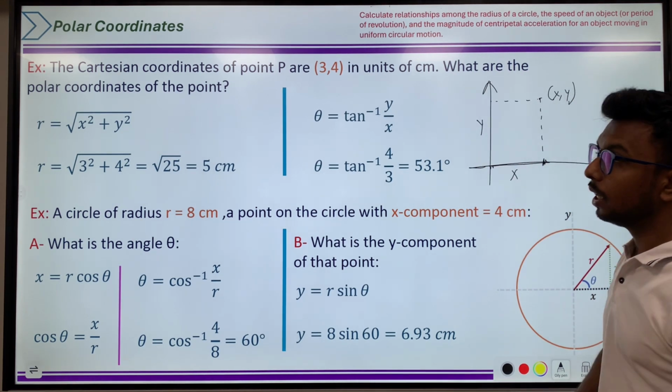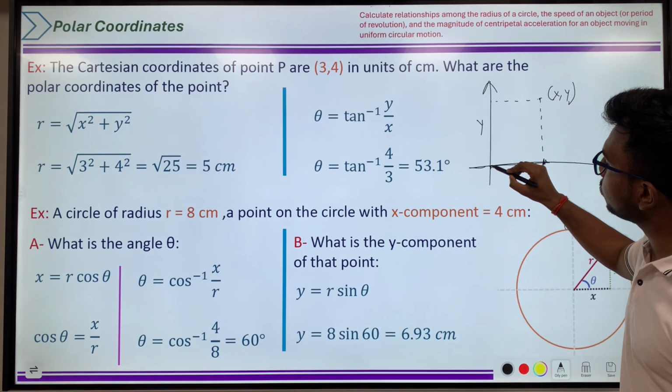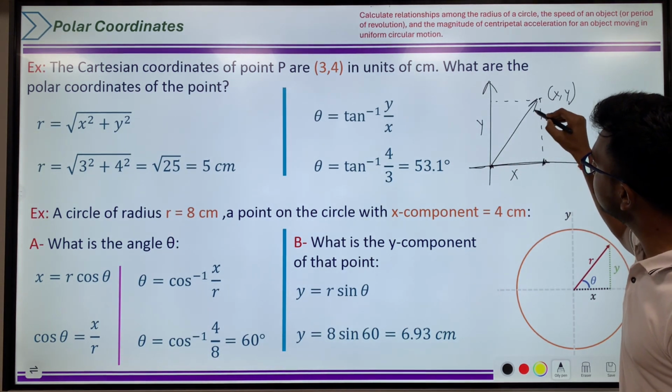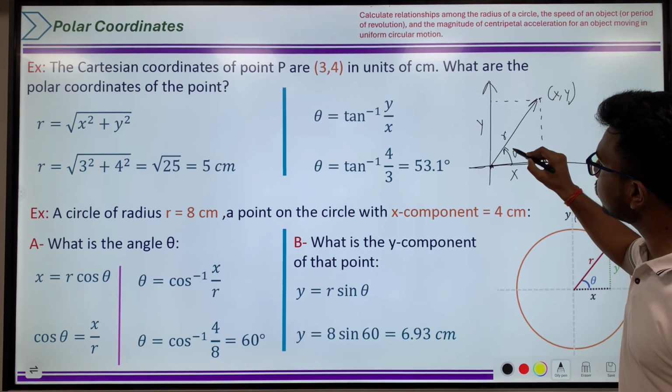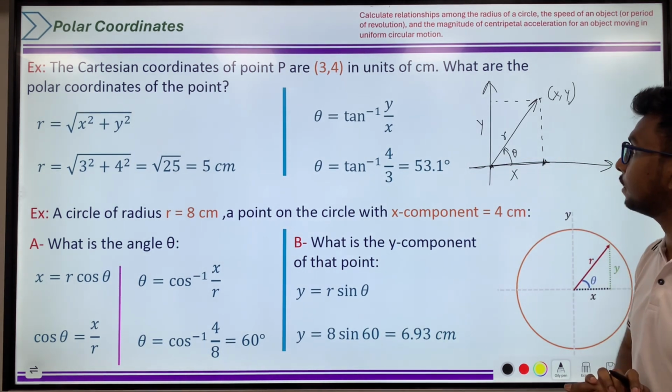This is x, this is y. If I need to find out the polar coordinate of that point, polar coordinates are r comma theta. So how much distance it is from the center and how much angle it is tracing, that is what we call as polar coordinate system.